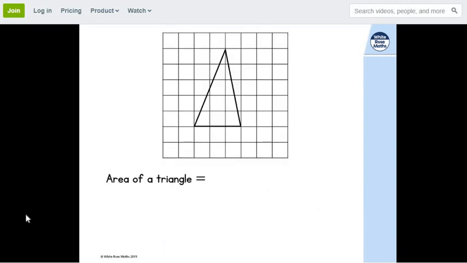Now, there's another way you can think about this. The area of a triangle is the base multiplied by the perpendicular height. The perpendicular height means at a right angle to the base. And I draw that line until it reaches the top, or the height of the triangle. And then whatever that is, I divide it by 2.